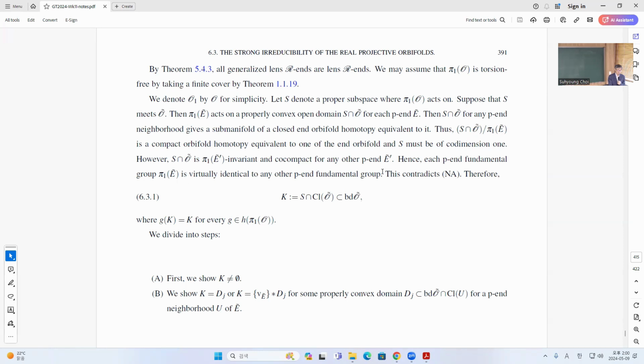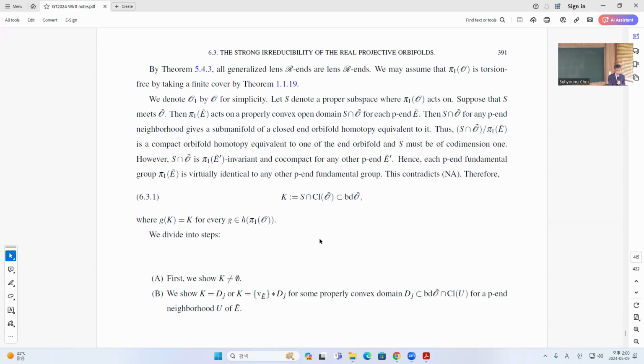And of course for any other PN it will also act on there. Okay, so it has the same. So these n fundamental groups are all the same up to finite index. So this contradicts NA. So therefore it cannot happen. So the thing is, if you have any S, then it will only intersect at the boundary.